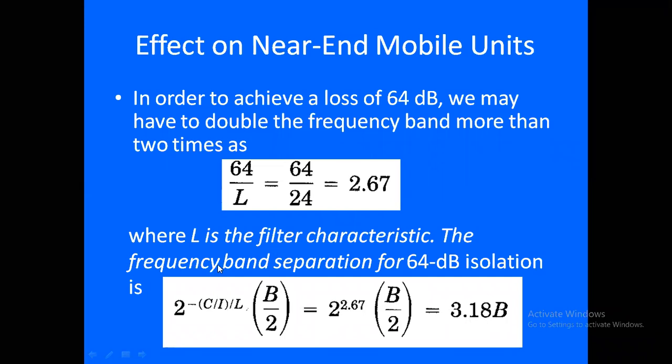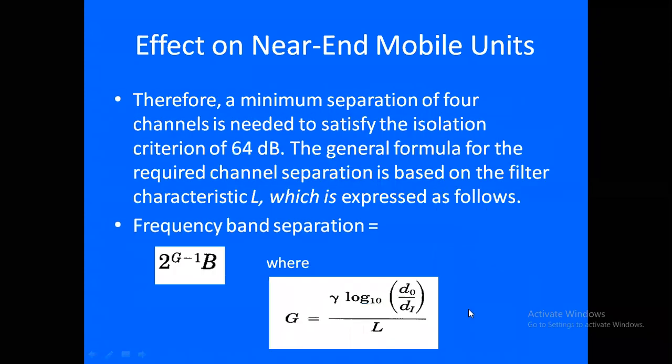So the frequency band separation for 64 dB isolation is minimum 4B. 4B means 4 times the bandwidth. So therefore a minimum separation of 4 channels is needed to satisfy the isolation criteria of 64 dB.